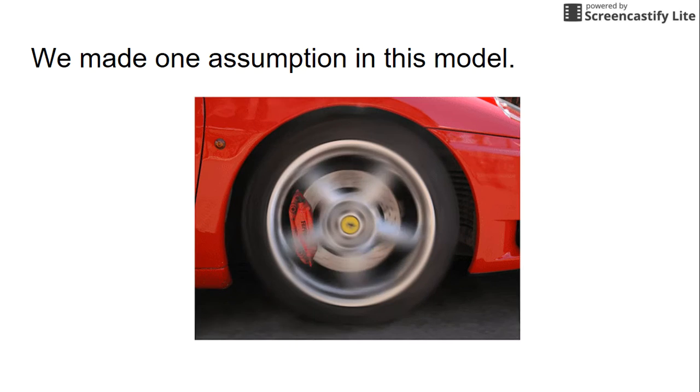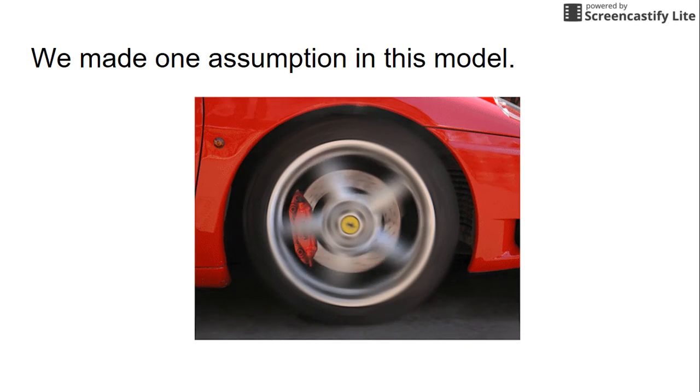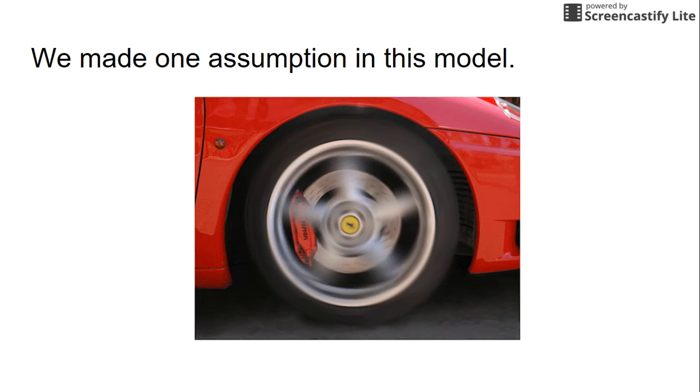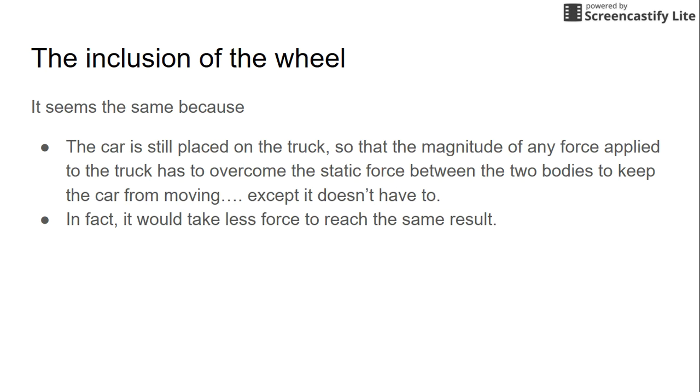Congratulations! We figured out how it works. Actually, kind of. We made one assumption that kind of changes the explanation. We assumed that the wheels weren't moving, but now we're going to try to figure this out if the wheel was moving. So it seems the same because the car is still placed on the truck, so the magnitude of any force applied to the truck has to overcome the static force between the two bodies to keep the car from moving. Except it doesn't have to. In fact, it would take less force to reach the same result.